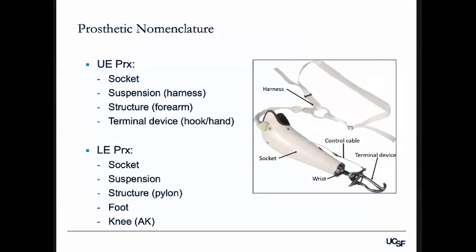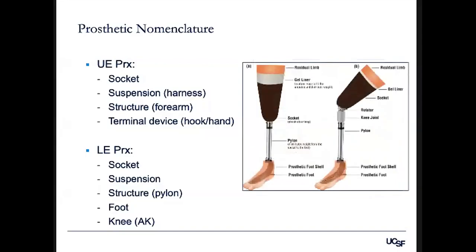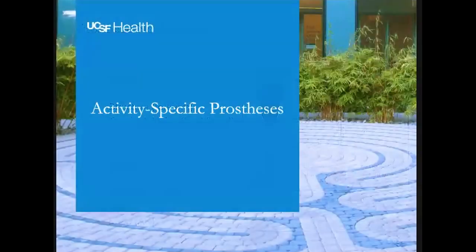And the terminal device, which is probably one of the most arguably important parts of the prosthesis, comes in the form of a hook or a hand. And the transhumeral prosthesis also has an elbow, as you can possibly imagine. Conversely, lower limb prostheses also consist of the socket and suspension. The structure in this case is endoskeletal in nature, so it's a pylon and a foot, and of course anything above the knee would require a prosthetic knee joint.